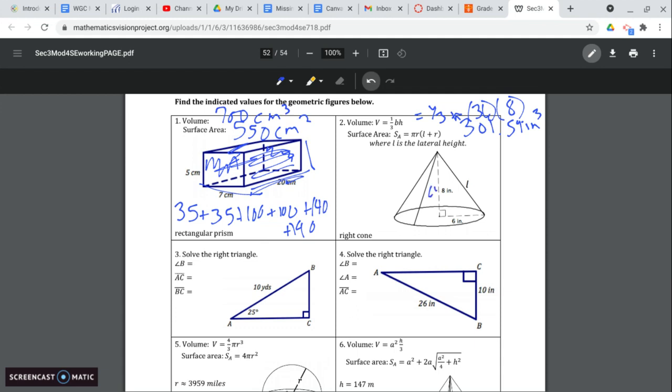Now for surface area, we need to find that lateral height. So 8 squared is 64, 6 squared is 36, 64 plus 36 is 100, and the square root of 100 is 10. So our lateral height is 10. So 10 plus 6 is 16. 16 times 6 times 3.14 gives us 301.44 for our surface area.